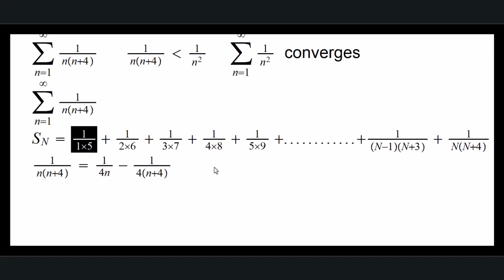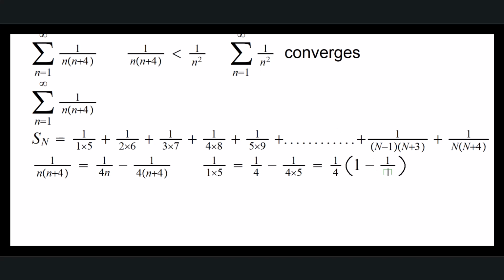So as a consequence, you can see our n is 1 and n plus 4 is 1 plus 4, that is 5. So this would simply be 1 over 4 times 1 minus 1 over 5. If you factor a 1 over 4 out, this becomes 1 minus 1 over 5. I'm writing 1 over 1 as 1.